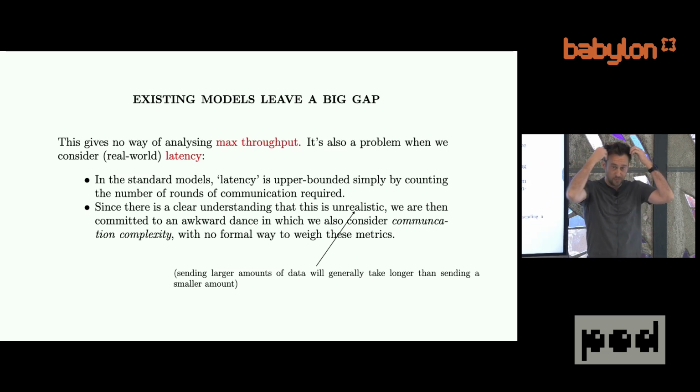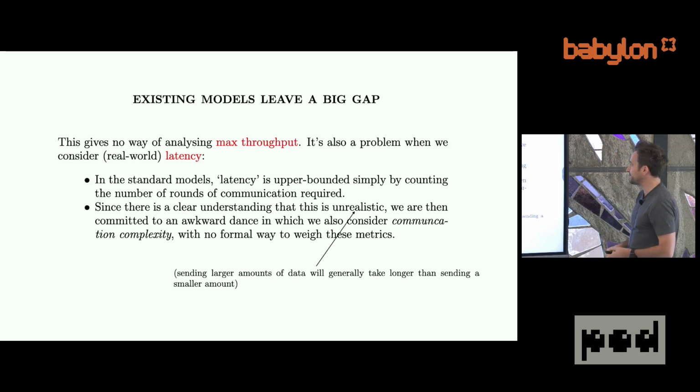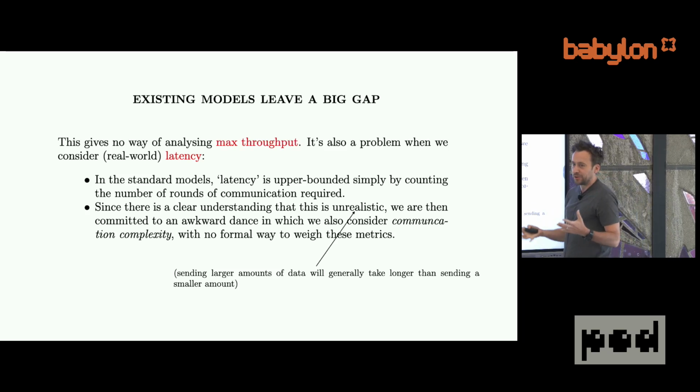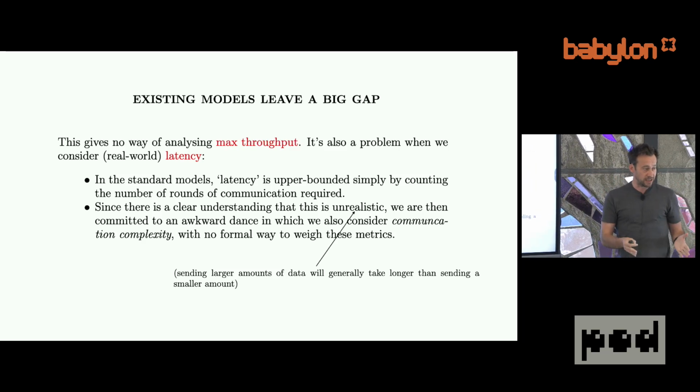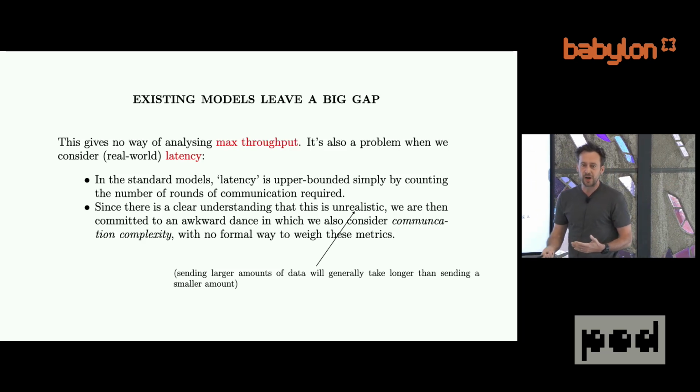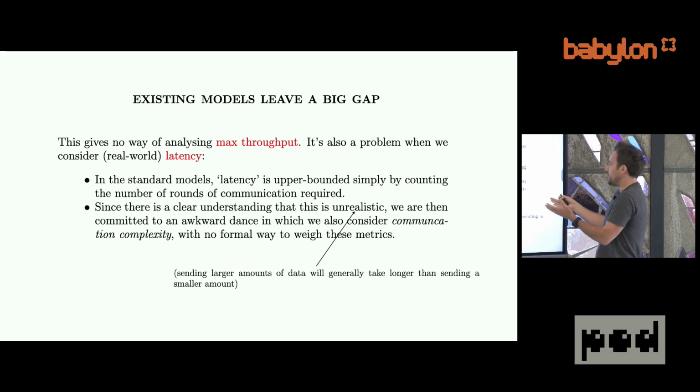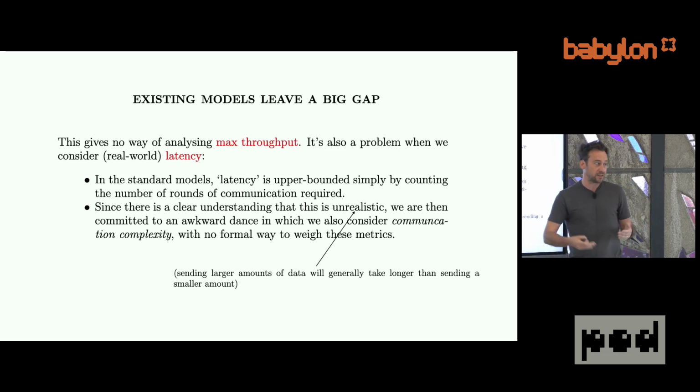So there's a clear understanding that this is a simplification. This is not realistic. Obviously, in reality, sending larger messages will take longer. So then we have this slightly awkward dance, if you like, in which we also consider communication complexity, in other words, the number of bits required in order to finalize. And that's fine, but then we have no formal way to weigh these metrics. If I have a protocol that has lower round latency but higher complexity, what does that mean in terms of real-world latency? We don't know.